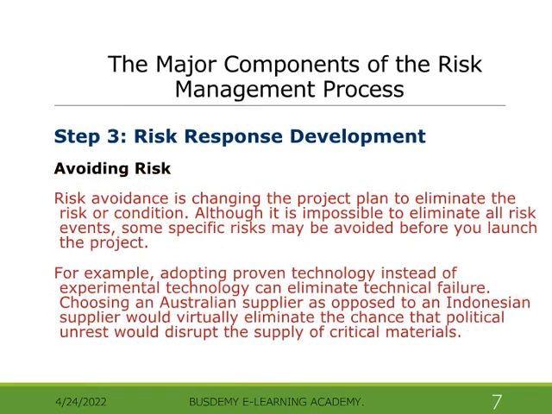Step 3. Risk response development. Avoiding risk. Risk avoidance is changing the project plan to eliminate the risk or condition. Although it is impossible to eliminate all risk events, some specific risks may be avoided before you launch the project. For example, adopting proven technology instead of experimental technology can eliminate technical failure. Choosing an Australian supplier as opposed to an Indonesian supplier would virtually eliminate the chance that political unrest would disrupt the supply of critical materials.